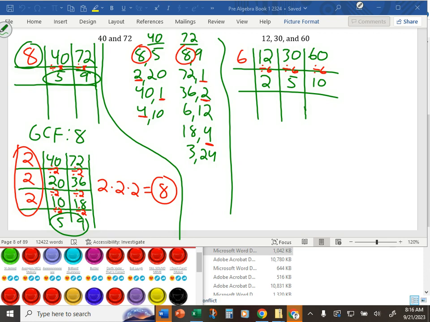Is there any number that goes in all three, 2, 5, and 10? No. Therefore, we are done. And 6 is our greatest common factor.